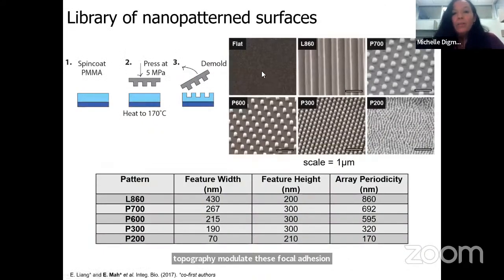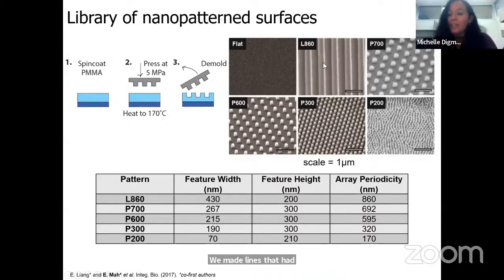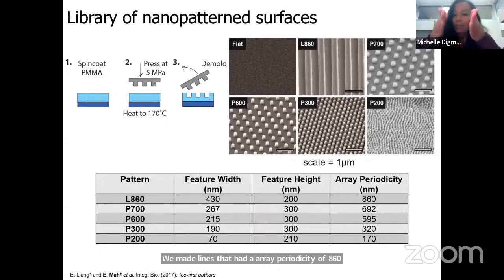So for our experiment, we took a library of nanopattern surfaces. Flat is just plain glass with no topography. And then we made these nanopattern surfaces. We made lines that had an array periodicity of 860 nanometers, meaning that the peak to peak between the lines was 860 nanometers.